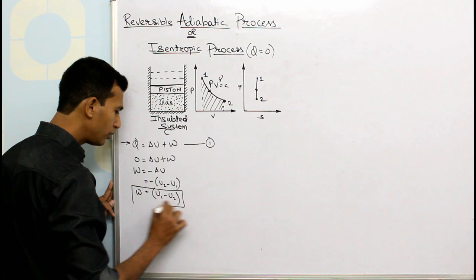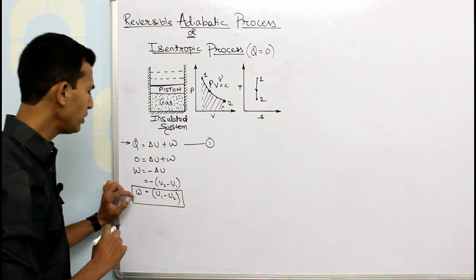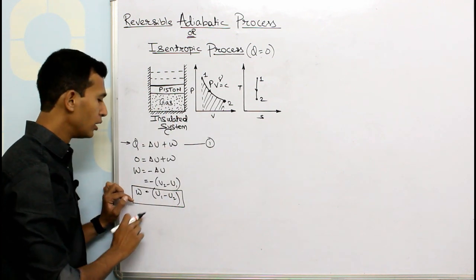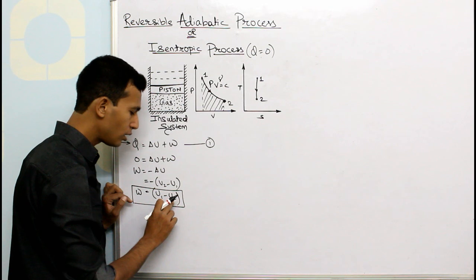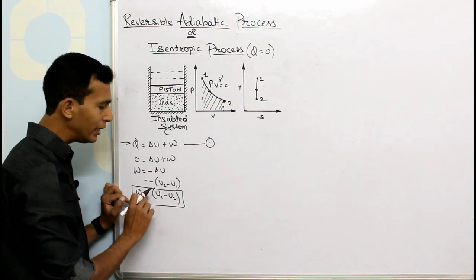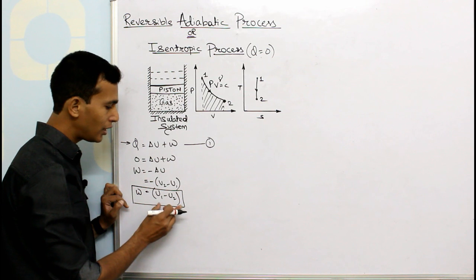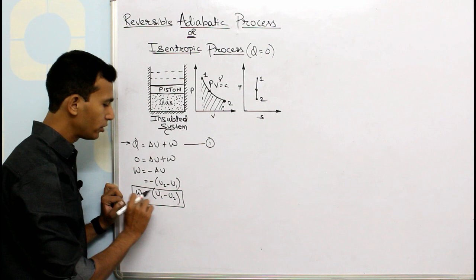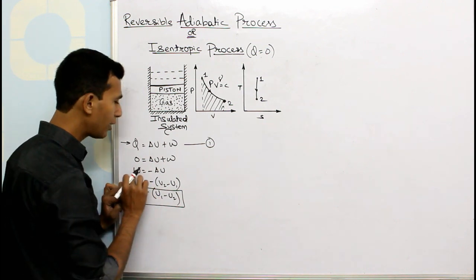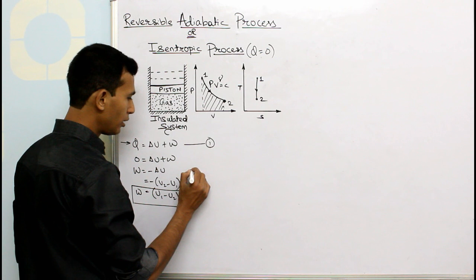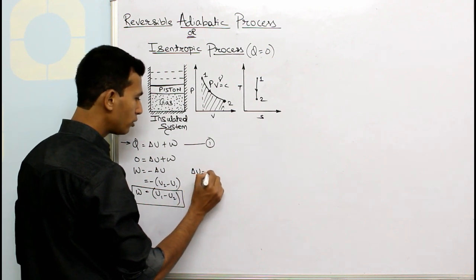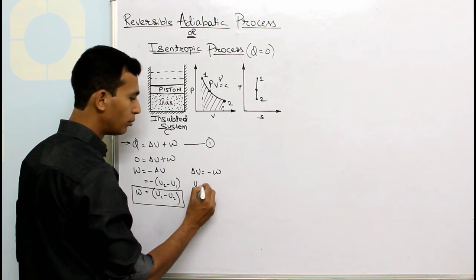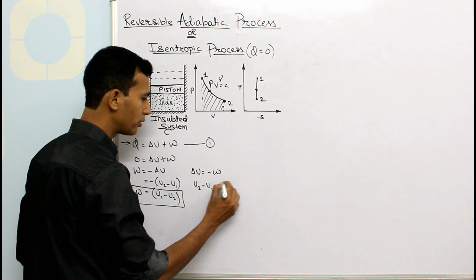W. Now this equation means if you are getting positive work output from an adiabatic process, then there will be a decrease in internal energy. If this W is positive, it indicates this term is also positive, and that is only possible if U1 is greater than U2. This is the first equation, or I can write this in terms of ΔU equals minus W. And that indicates U2 minus U1 equals minus W.